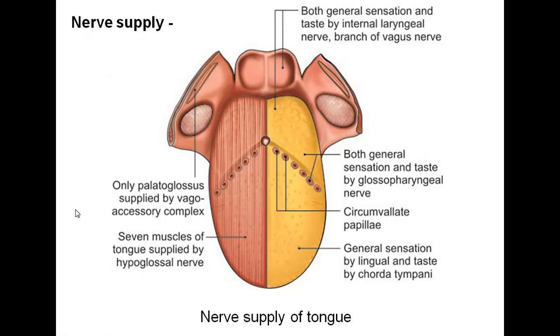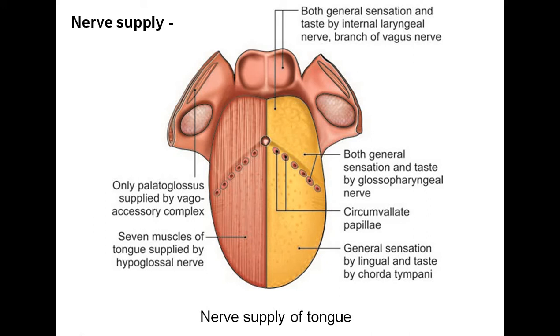About the nerve supply: the muscles of the tongue, except the palatoglossus muscle, are supplied by the hypoglossal nerve, and the palatoglossus muscle is supplied by the vagoaccessory complex, or the cranial root of the accessory nerve, through the pharyngeal plexus. In the anterior two-third part of the tongue, the general sensation is by the lingual nerve and the taste sensation is carried by the chorda tympani nerve, except the circumvallate papillae.